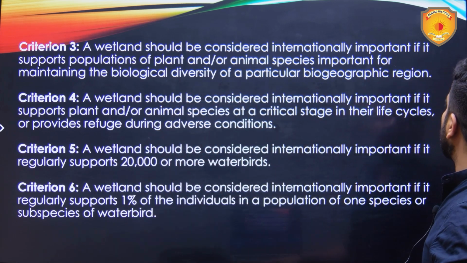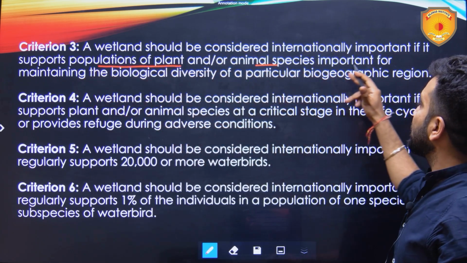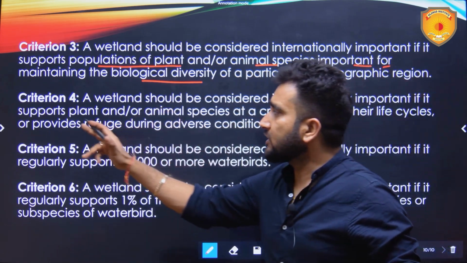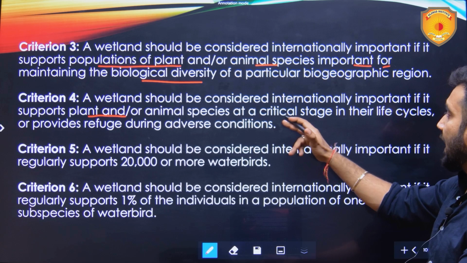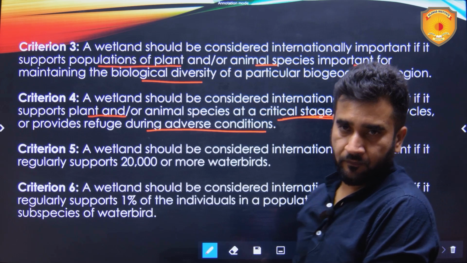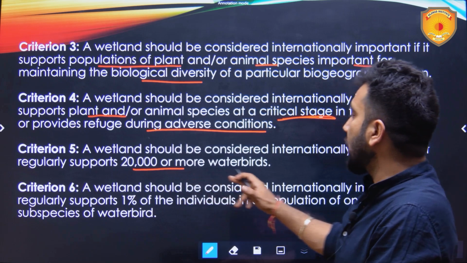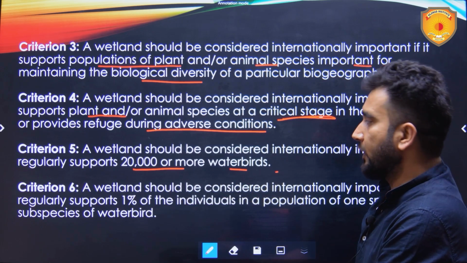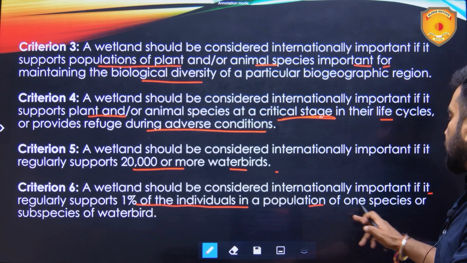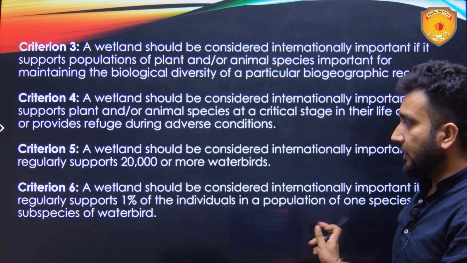Criteria 3: a wetland should be considered internationally important if it supports populations of plant or animal species important for maintaining biological diversity. Criteria 4: if it supports plant and or animal species at a critical stage in their life cycles or provides refuge during adverse conditions. Criteria 5: if it regularly supports 20,000 or more water birds. This is quite objective. Criteria 6: if it regularly supports 1% of the individuals in the population of one species or subspecies of water birds. So again, an objective criterion.